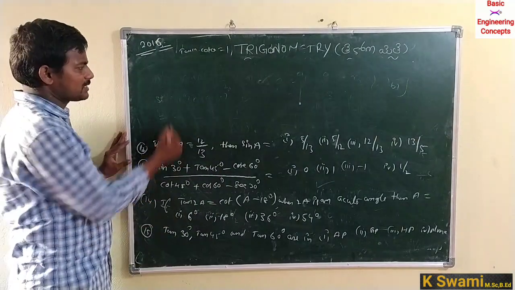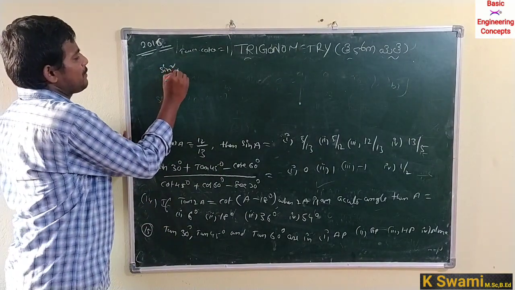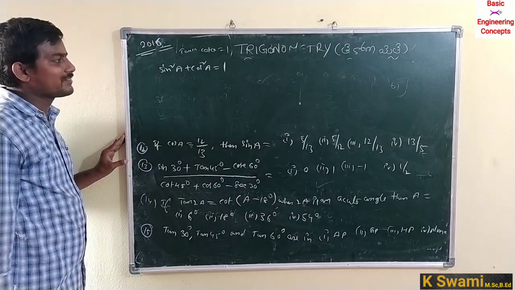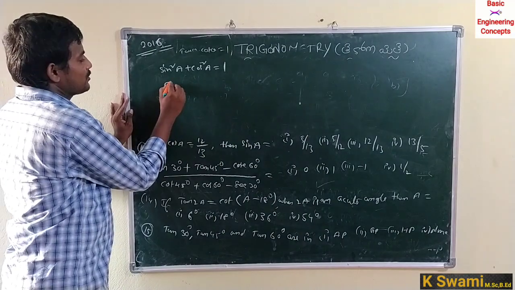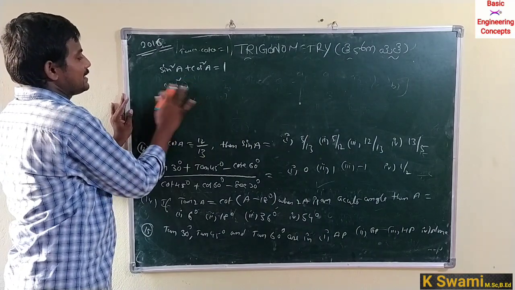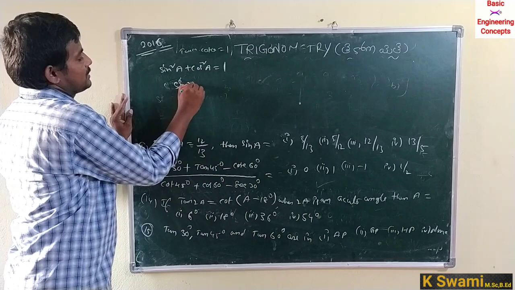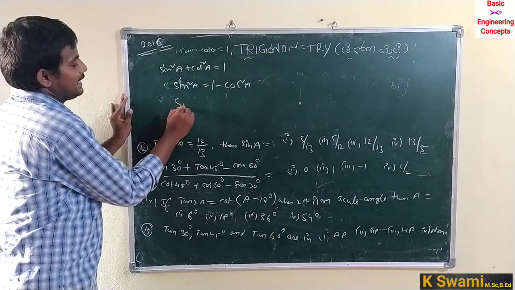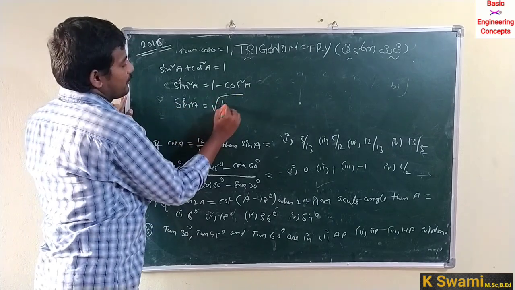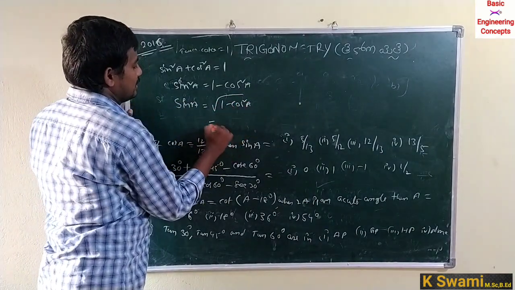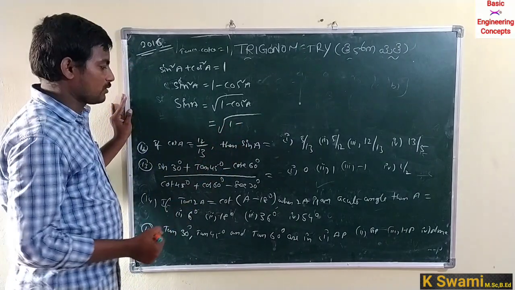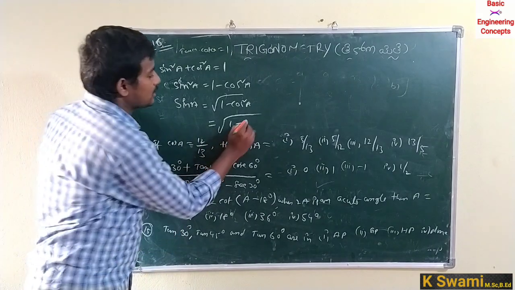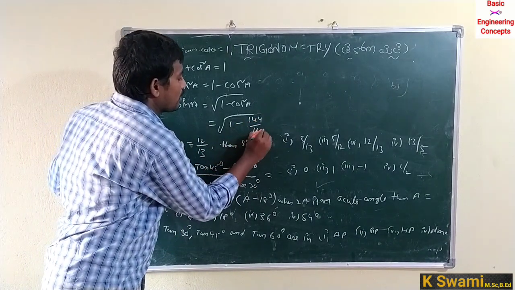We know that, very simple, sin square A plus cos square A is equal to 1. So sin square A is equal to 1 minus cos square A. So sin A is equal to square root of 1 minus cos square A. Here cos A is equal to 12 by 13, so cos square A is equal to 144 by 169.